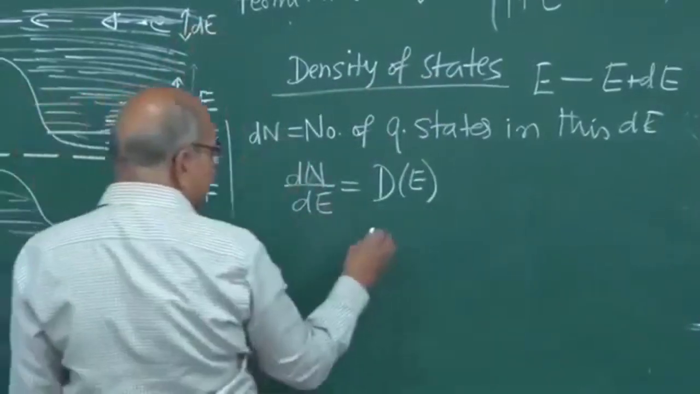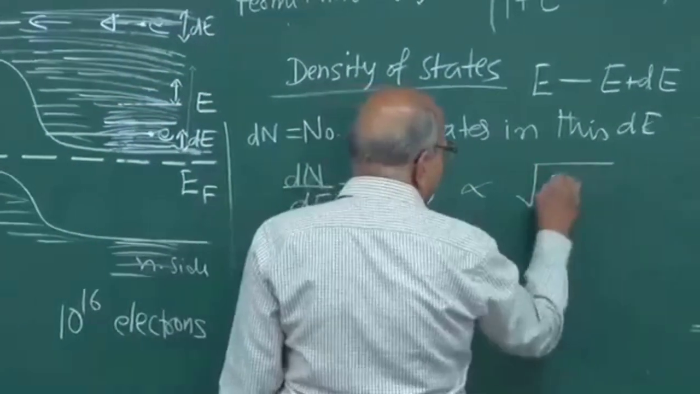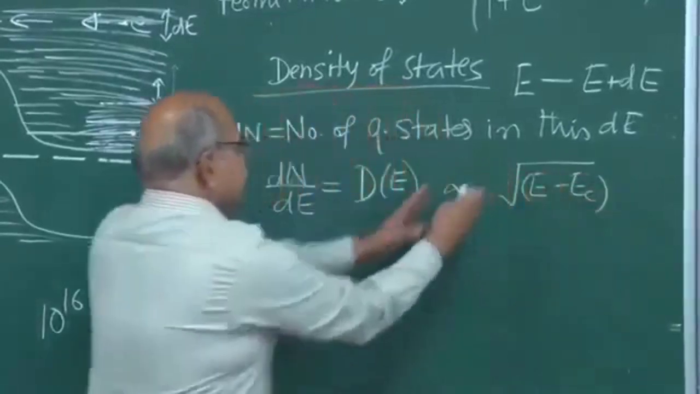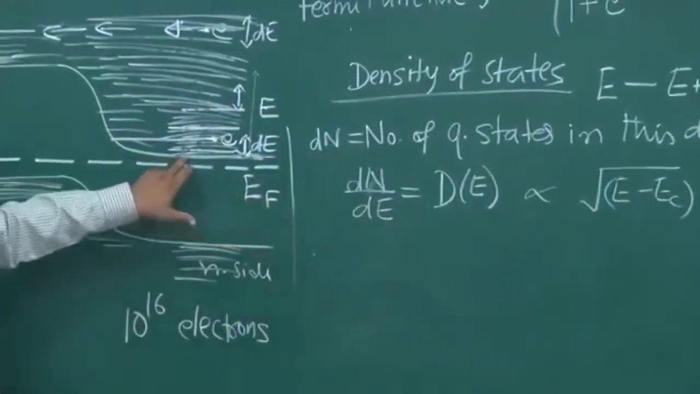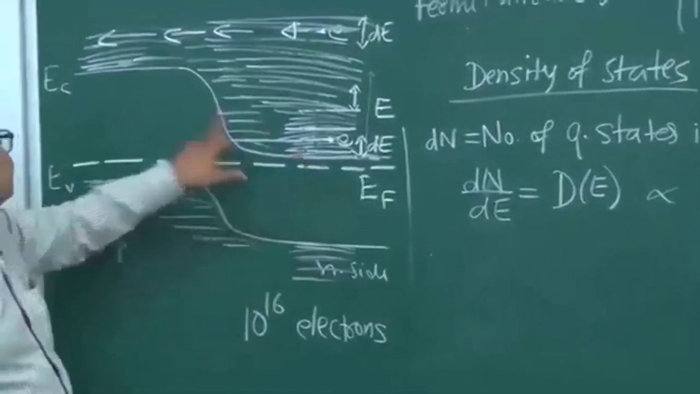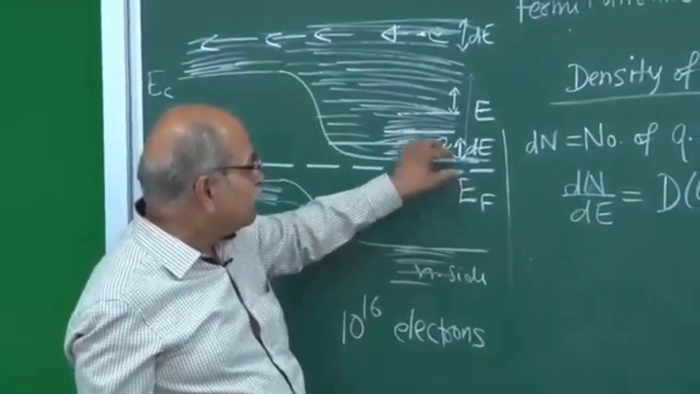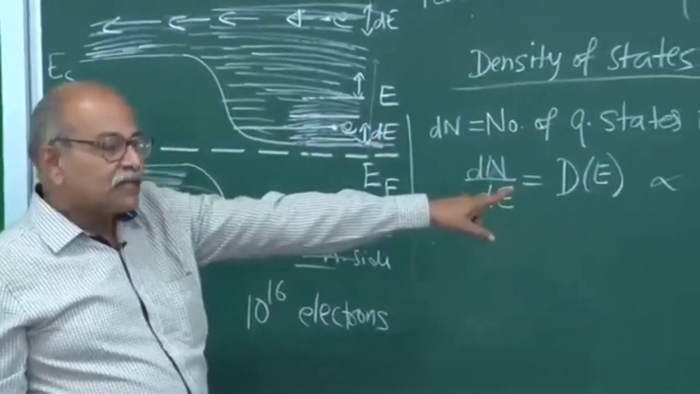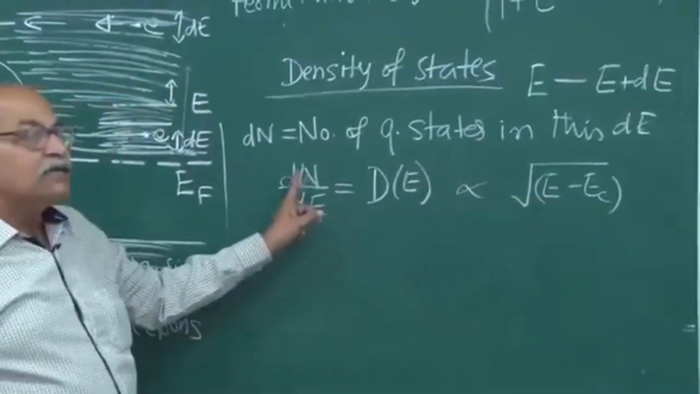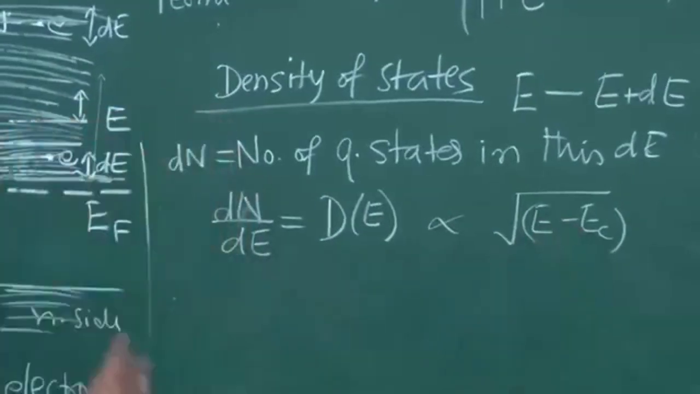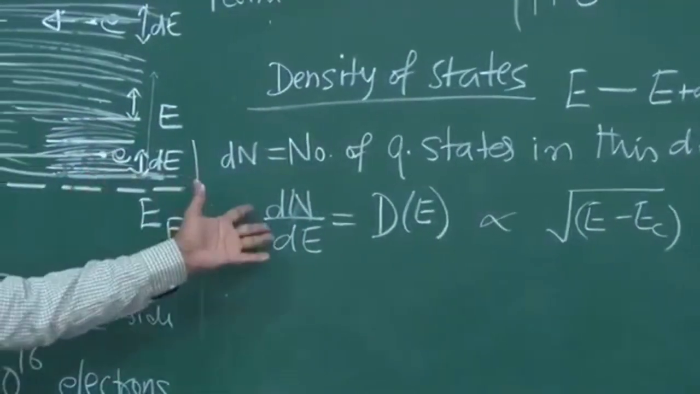Okay. So in the conduction band, it turns out that this dE is proportional to the square root of E minus EC. There are some factors here, but energy-wise this is the dependence, and this is EC. Remember, the bottom of the conduction band I am writing as EC. So the number of quantum states available in a given dE is proportional to this. That means as you increase E, this number is going to increase. At E equal to EC, right at the bottom of the conduction band, this number is 0.